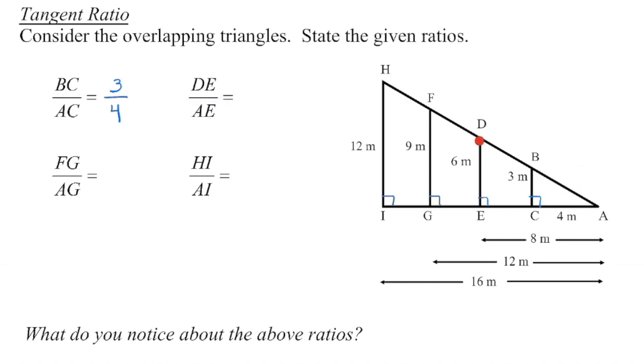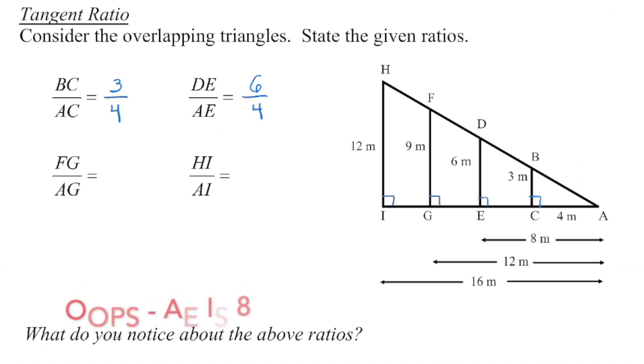My second triangle, this one here, is triangle DEA. DE has a length of 6 meters. AE has a length of 4 meters. So I'm going to fill in here this ratio: DE is 6 meters, AE is 4 meters.